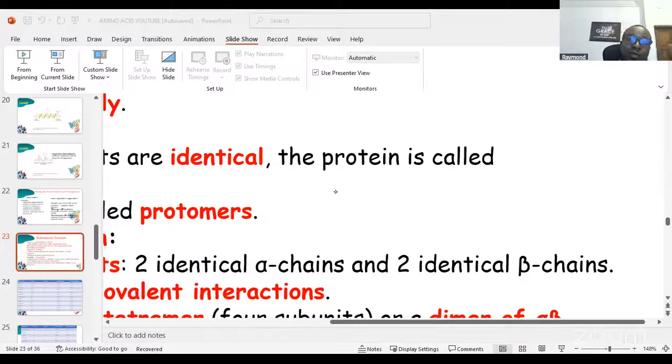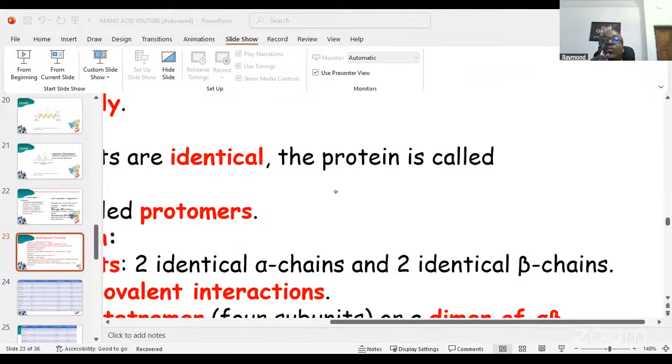Hemoglobin has four subunits: two are identical, and the other two are identical to each other but different from the first two. We have the alpha and the beta subunits. The two alpha subunits are identical. The beta subunits are also identical. So it's a dimer of alpha-beta protomers, or we say it is a tetramer, which has 4 subunits.